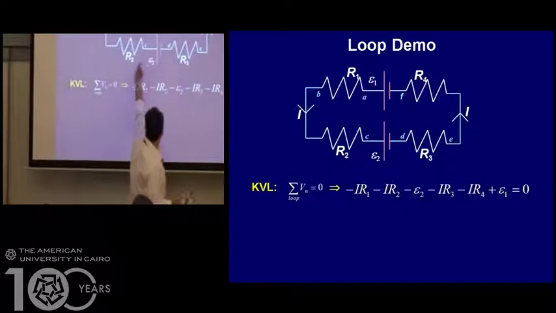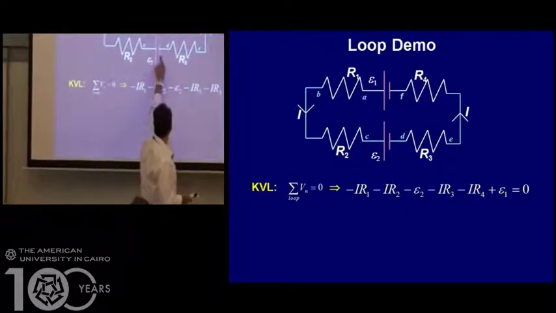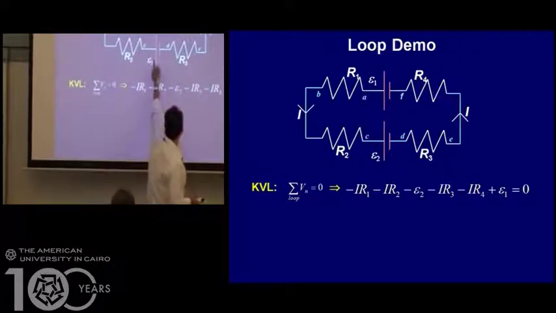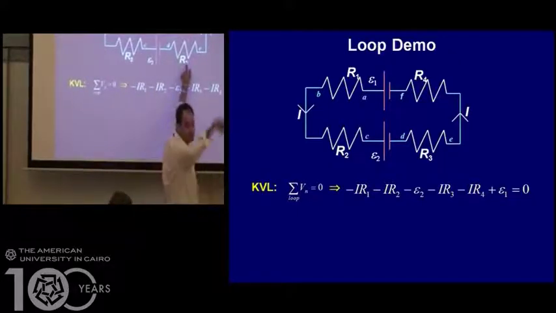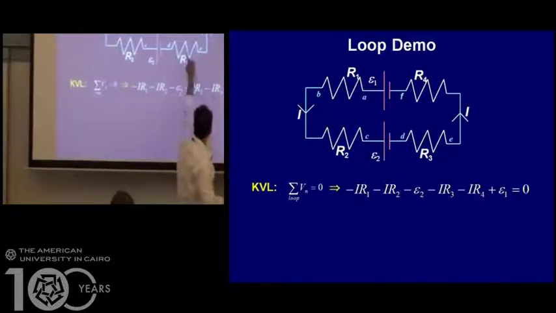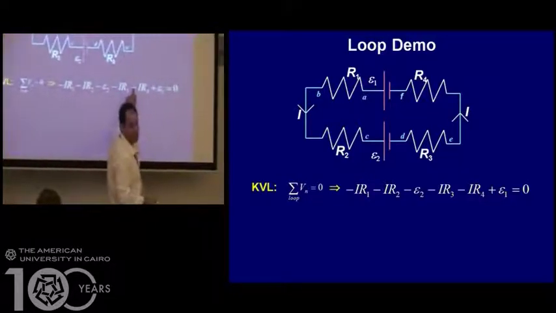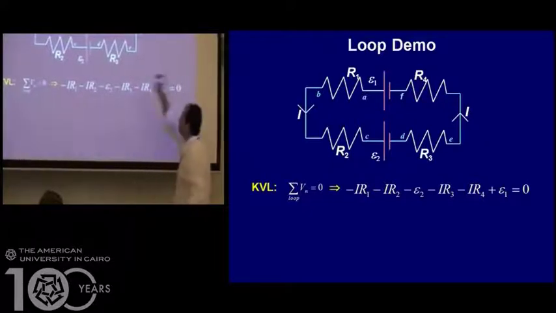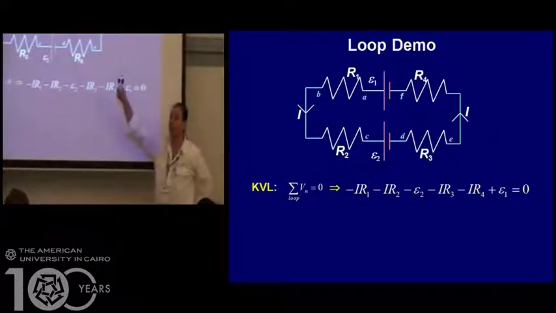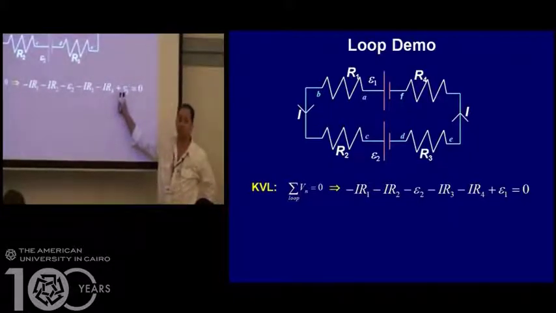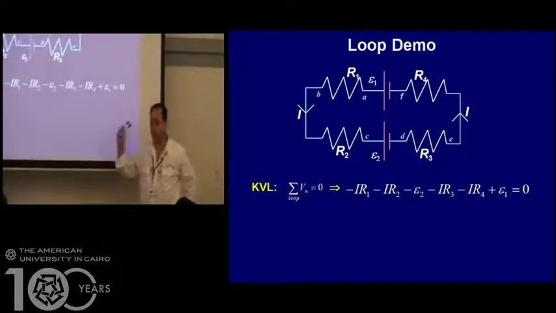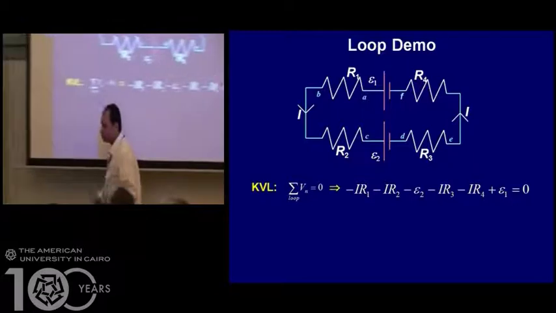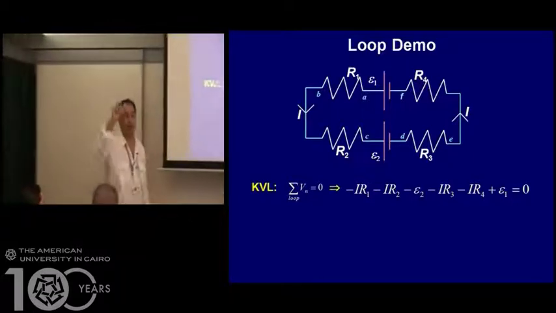When you cross the battery E2, the last terminal is negative. That's why you have a negative E2. When you cross R3, there is another drop in the potential. That's negative IR3. When you cross R4, there is another drop in the potential. That's negative IR4. Then when you cross E1 to go back to the point A where I started, you get positive E1. The equation is correct. This is the application of Kirchhoff's voltage law. Of course, this is a simple one-loop circuit.